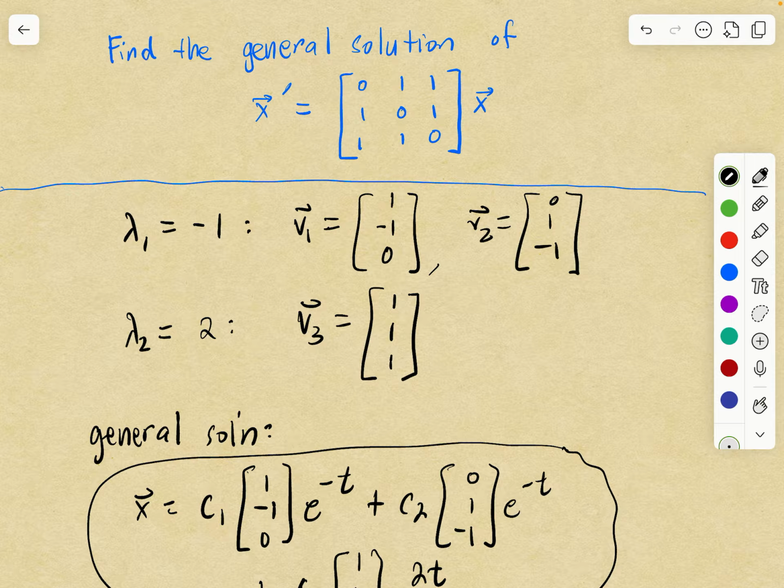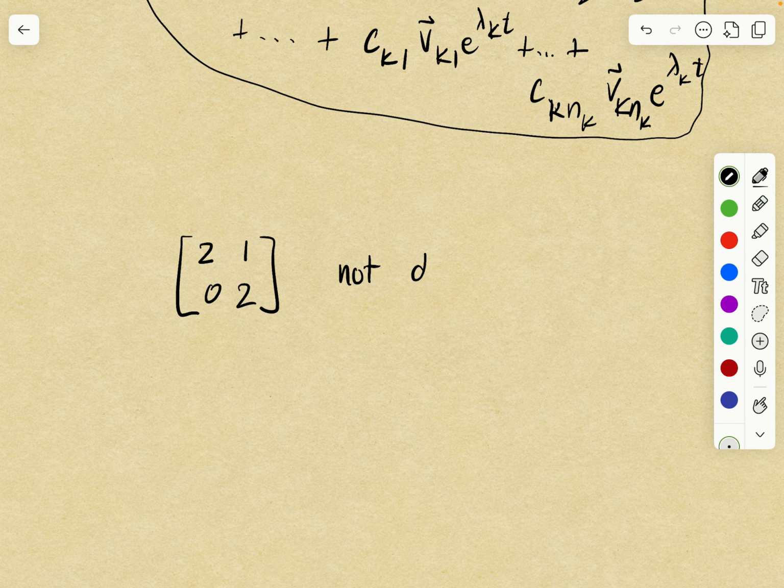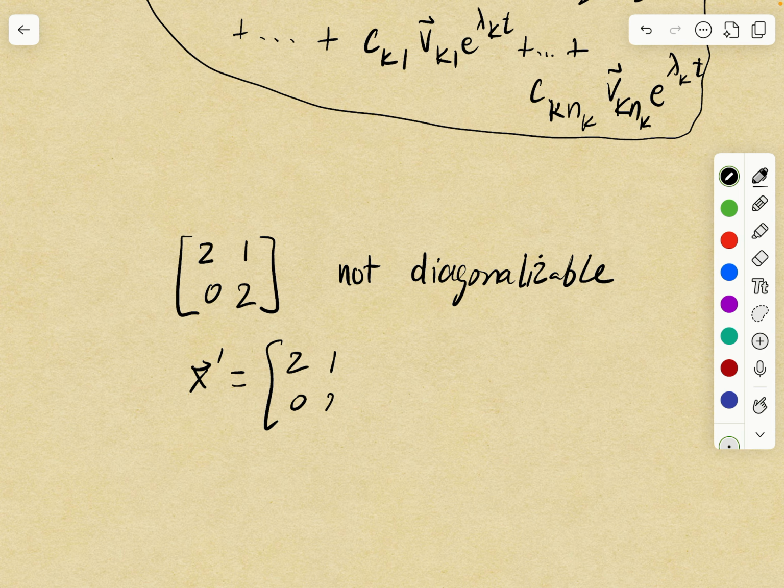So remember, what are the matrices that are not diagonalizable? If you have something like the matrix with rows (2, 1) and (0, 2), this is not diagonalizable. And we haven't discussed how to solve something like x prime equals that matrix times x. This has a more complicated solution, and we'll talk about that later.